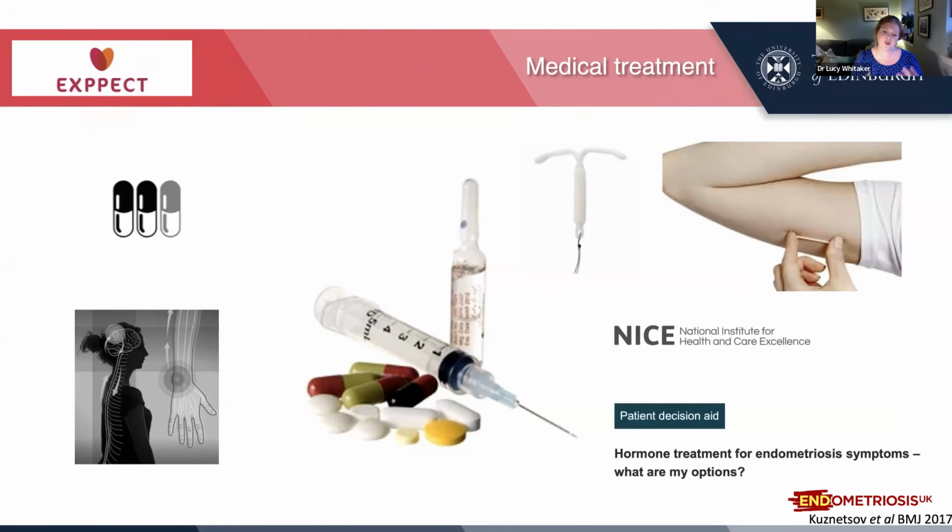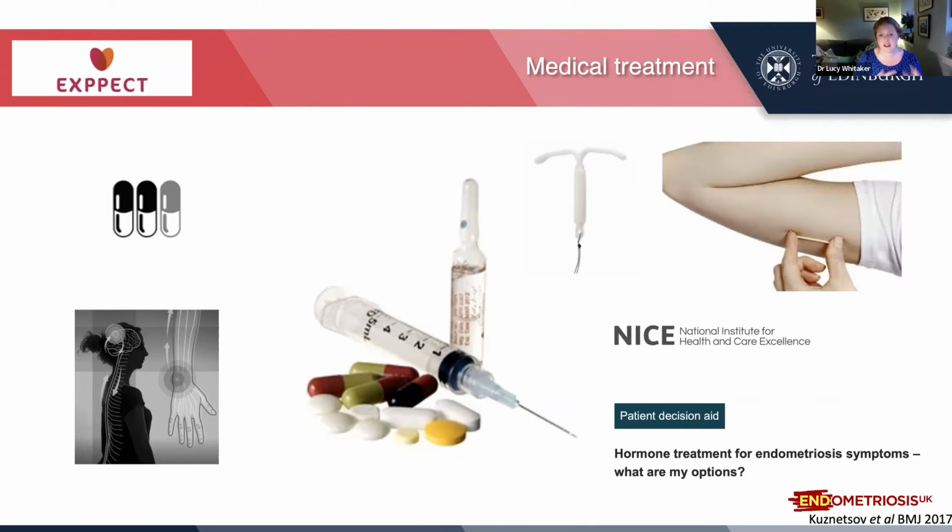But I think this decision making about the right hormonal treatment can be quite confusing, and there's some really helpful guidance from NICE, the people who developed our guidelines, for patients to try and work out which might be the right hormonal treatment for them. Clearly what we do need to recognise is that these hormonal treatments are all contraceptives.